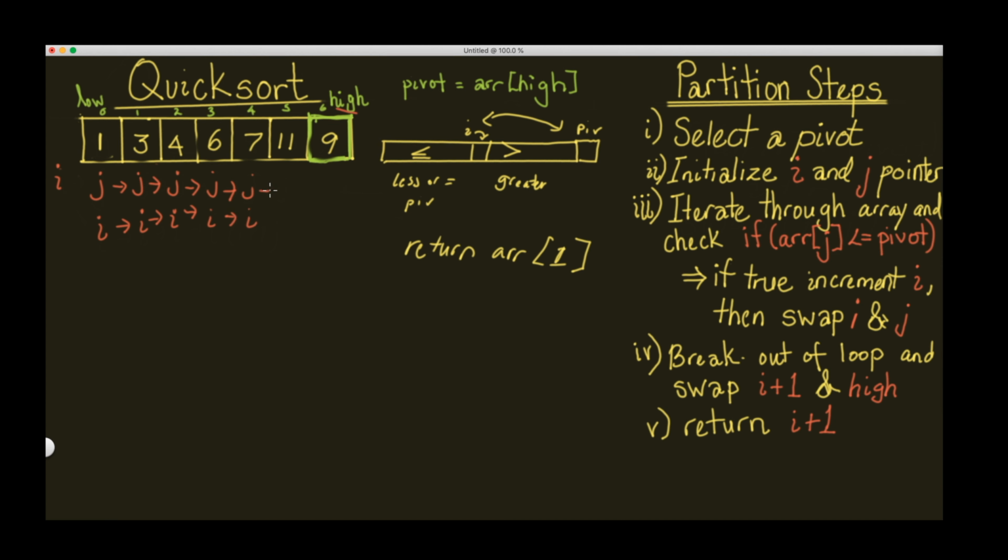until we get to 11. And that condition is false, so I doesn't move, it stays where it is. So now we've broken out of that loop. This 11, the fifth index, is the I plus 1, because I is at the fourth index right now. This is where I is. So we swap I plus 1 and high. High is 9, so we swap these two. So let's swap that.